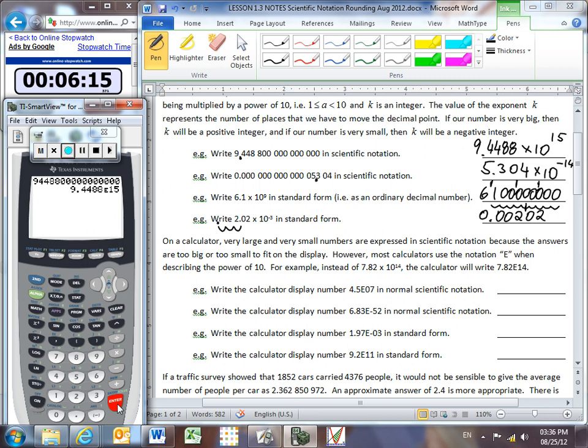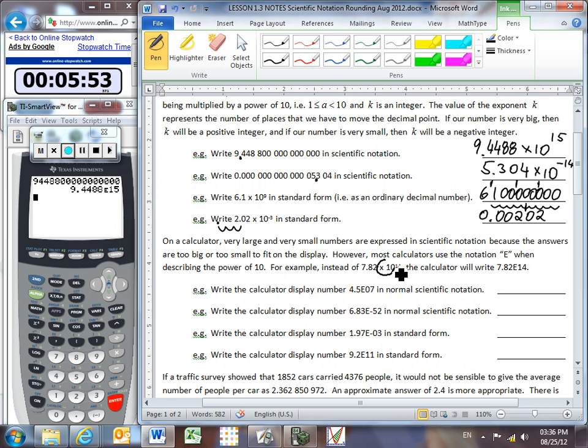It's rewritten that big number in scientific notation. Now, the calculator has a slightly different notation for scientific notation. They use a capital E when they describe the power of 10. So instead of writing, for example, in this one, 7.82 times 10 to the 14, they will replace that times 10 with a capital E. And that's what's happened here. We've got 9.4488 times 10 to the power of 15, just like we knew it was. So that's how you interpret the capital E on the calculator. So let's just practice this.